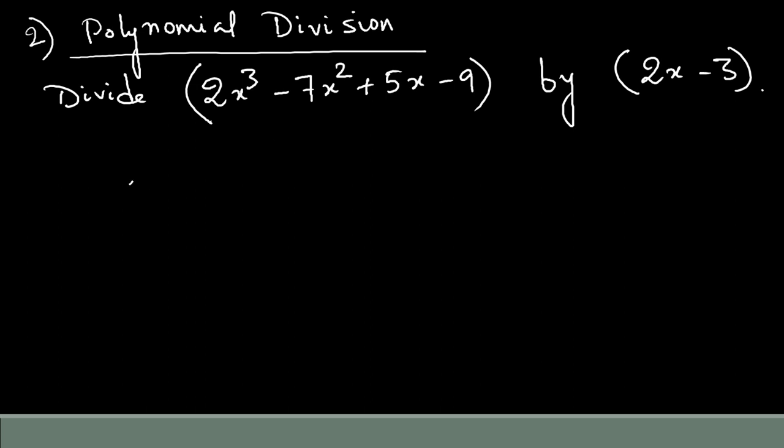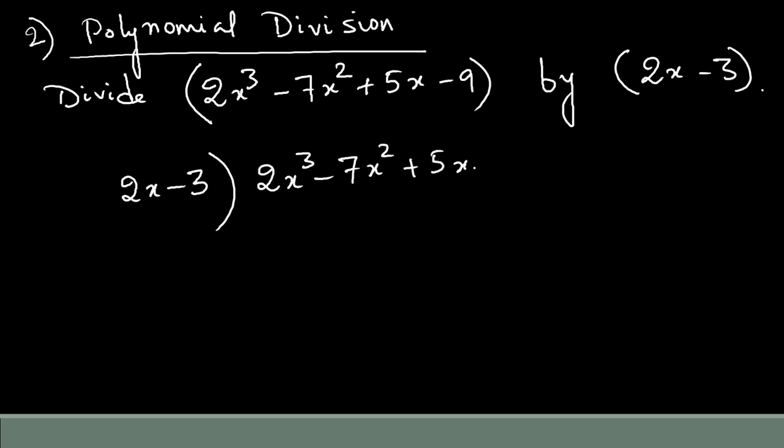So how will you do it? 2x minus 3 is the divisor, right? What is the dividend? 2x cube minus 7x square plus 5x minus 9. Here we will write the quotient and we will get the remainder somewhere here. So how will you do this division?